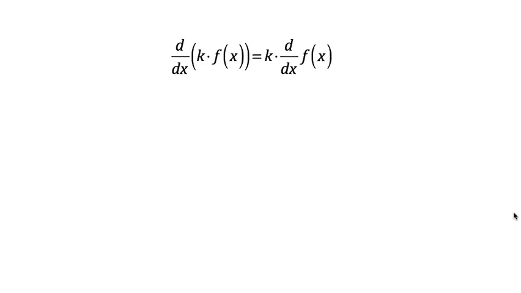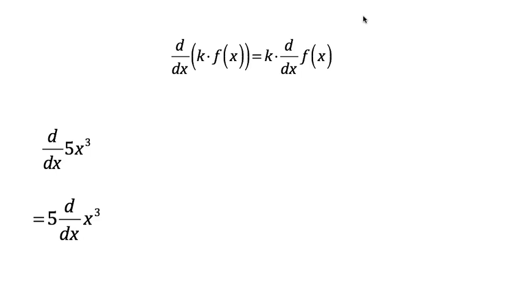Our next rule is the derivative of some constant k times f of x is just the constant times the derivative of the function. So we can pull the constant out in front of a derivative operator. So the derivative of 5x cubed. Let's pull the 5 out in front based on this rule. That will be 5 times the derivative of x cubed.